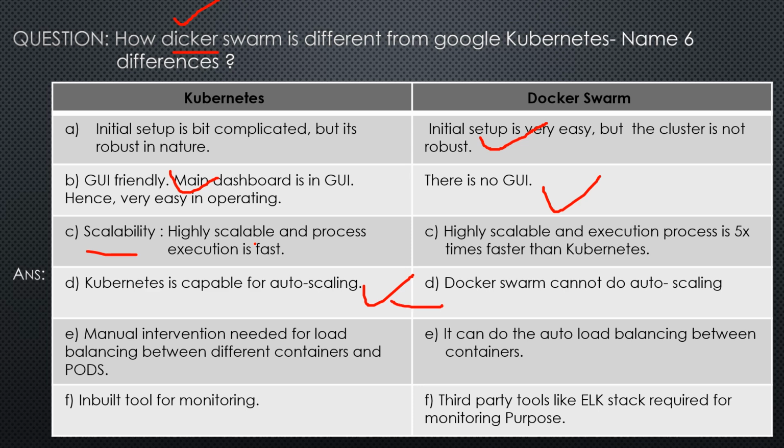Next, manual intervention is needed for load balancing between different containers and pods in Docker Swarm. It cannot do auto scaling, guys. Next is the inbuilt tool for monitoring. Kubernetes is also capable of logging and monitoring. However, with Docker Swarm, third-party tools like the ELK stack are required for monitoring purposes.